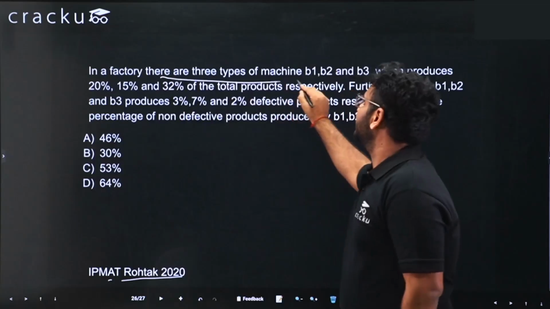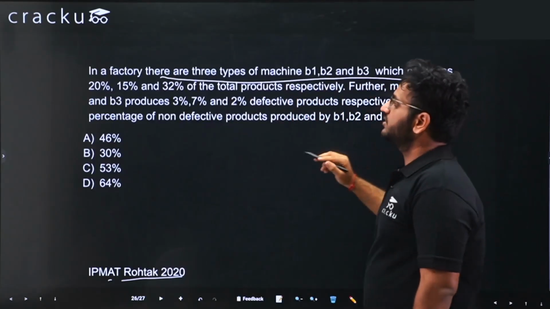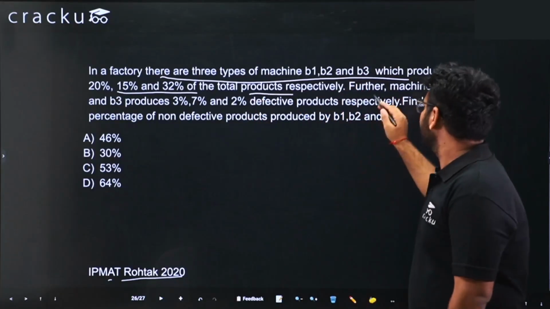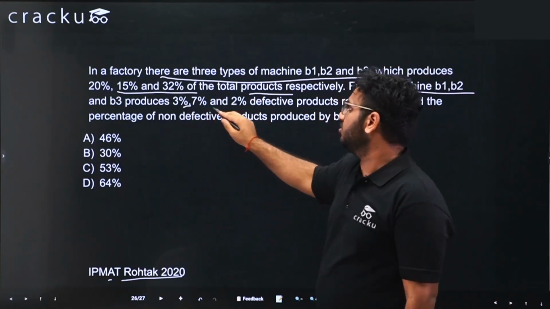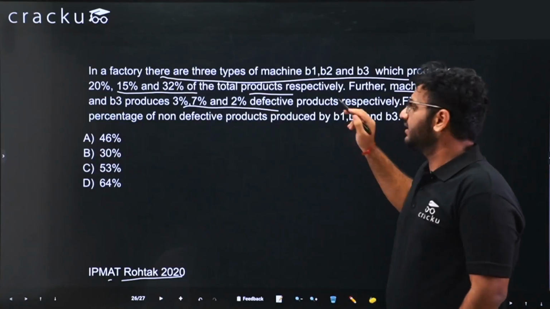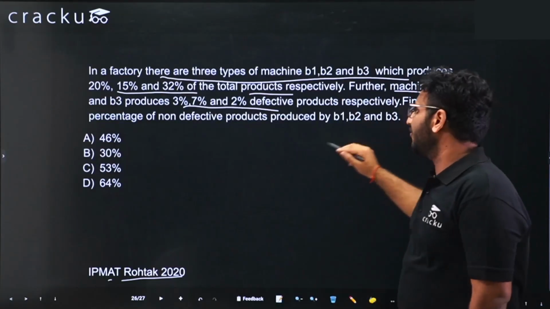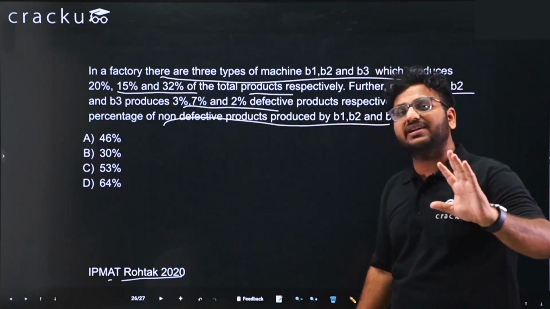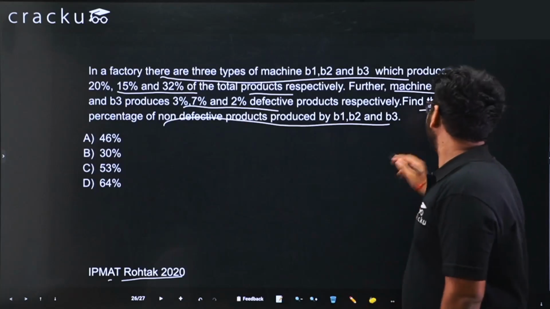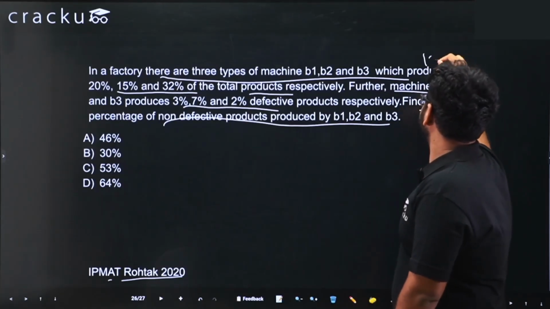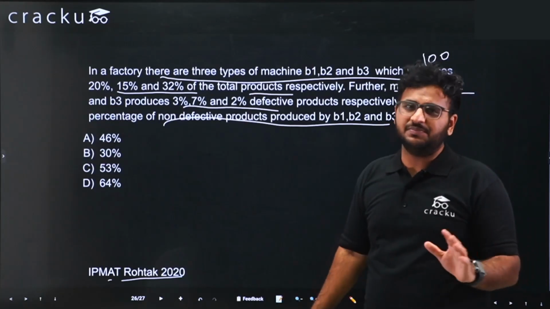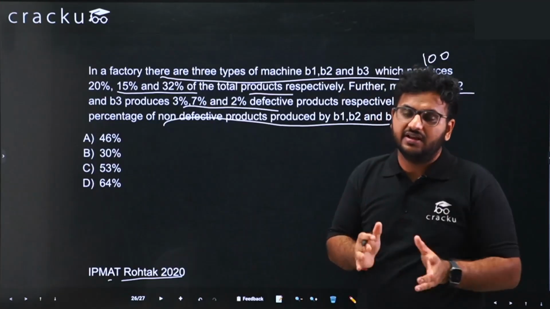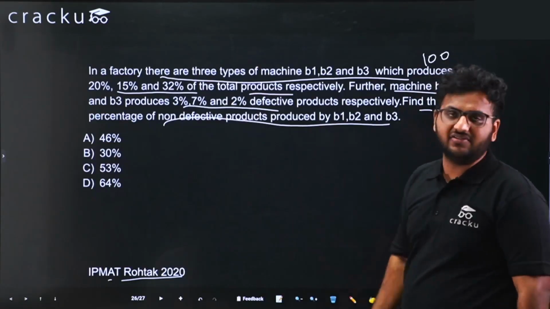In a factory there are three types of machine, B1, B2, B3, which produce 20%, 15% and 32% of total products respectively. Further, machines B1, B2, B3 produce 3%, 7% and 2% defective products respectively. Find the percentage of non-defective products produced by B1, B2, B3. So let us assume that the factory produces 100 total machines. Everything is given in percent, so we can assume 100. Why are we assuming 100? Because percent is always 100 and it becomes easy for us to calculate the values.